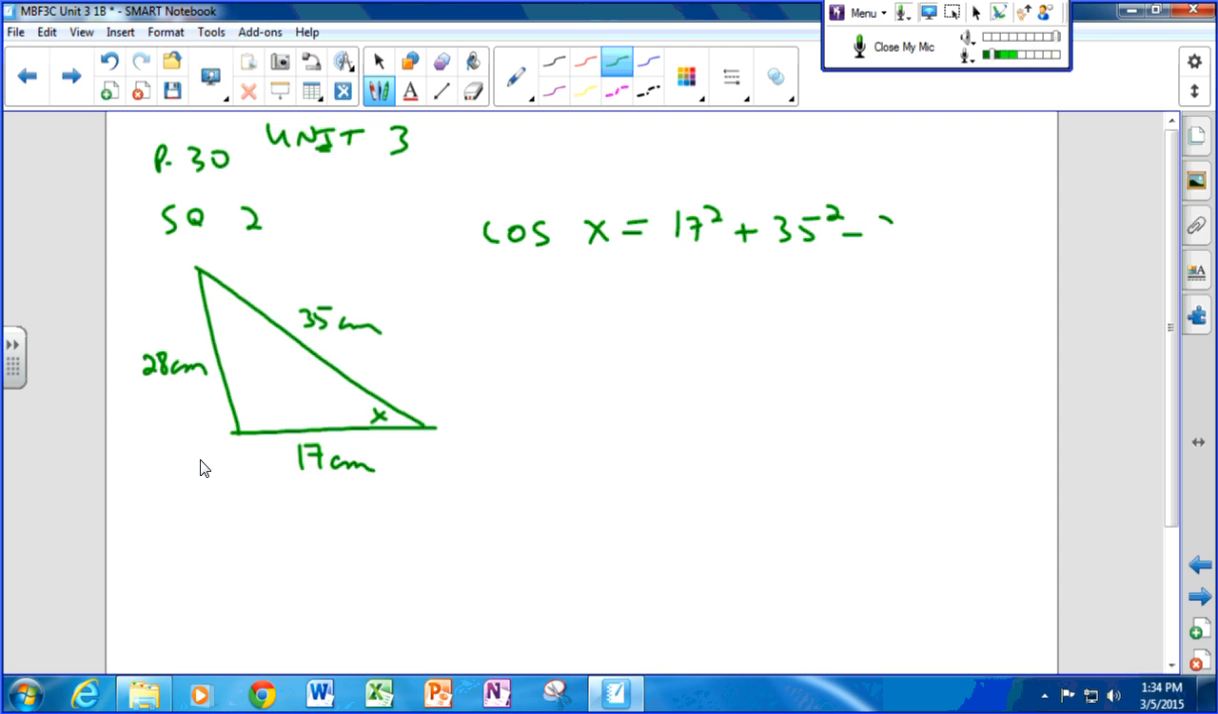Now, where did I get the 28? Why did I pick 28? Because that's the side opposite x, and that's the one you subtract, and then it's 2 times the other 2. So it's 2 times 17 and 35. Okay, so that's the whole thing.